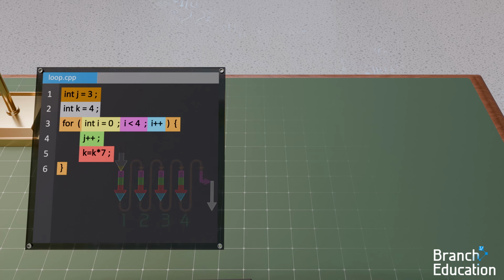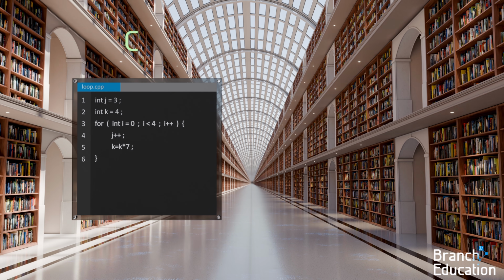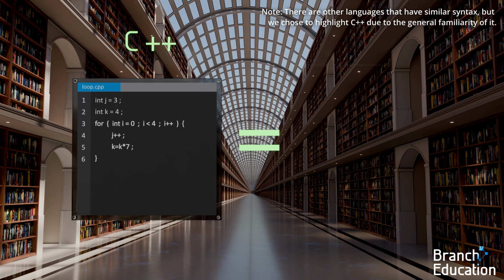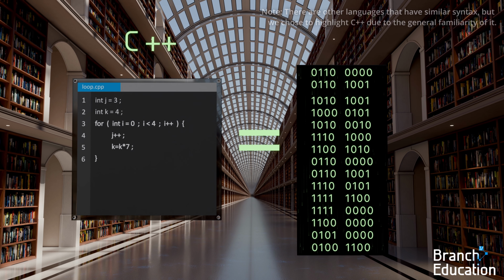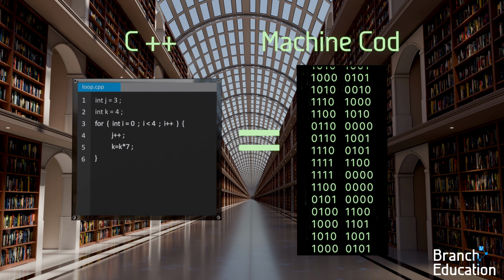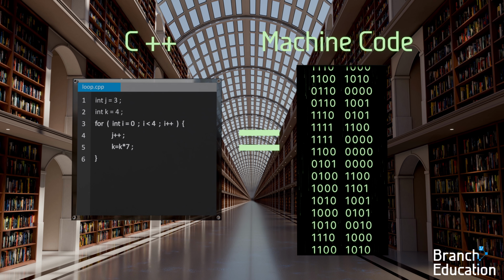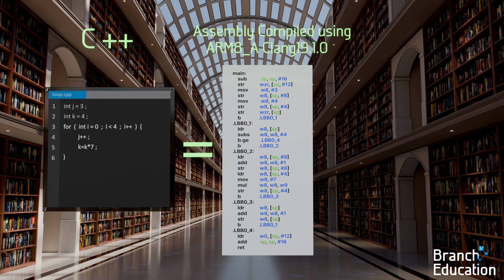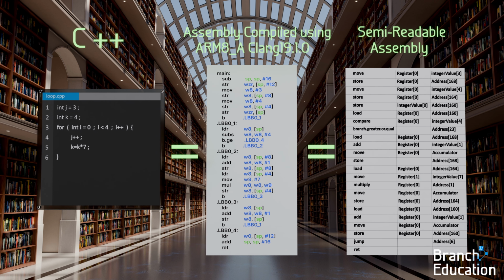Note that this code on the left is in C++, whereas the actual instructions completed by your CPU are in a binary language called machine code, and the semi-readable version of the instructions is called assembly. But we modified this assembly a little bit to make it more readable.